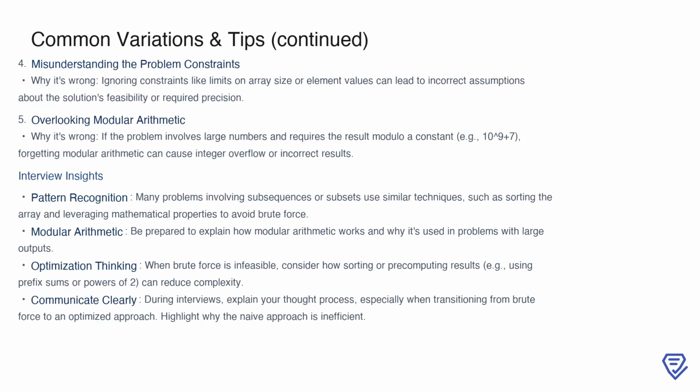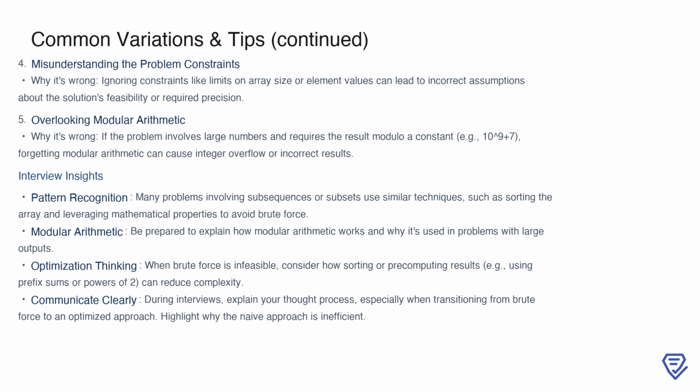Now, let's explore a few additional challenges. Misunderstanding the problem constraints is a critical mistake. For instance, overlooking limits on array size or the range of element values can lead to incorrect assumptions about the solution's feasibility or precision requirements.